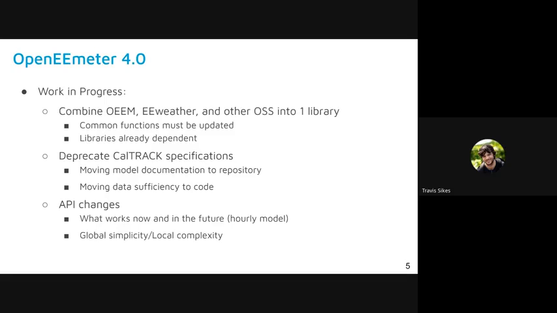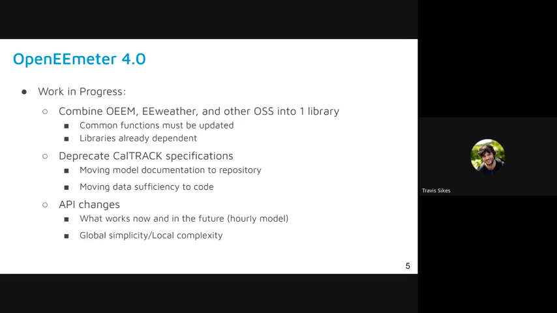Of course. The other thing that we're looking at doing is deprecating the CalTrack specifications. That is not to say that these things are going to completely disappear, but we want to move the model documentation to the repository itself, so that we will have a directory inside of the repository that will contain, for example, the previous model specification PDF that I just linked. We want to keep everything in one place.